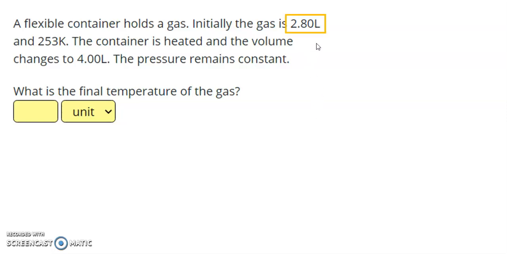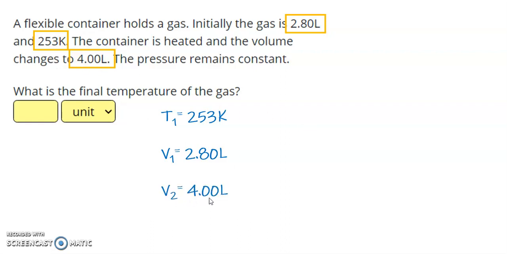Let's find our givens. So let's see, we have 253 K and 2.8 liters. Those are both initial conditions. So that's T1 and V1. Kelvin is temperature, liters is volume. There's a change. Now volume is 4 liters. V2 equals 4 liters. What is the final temperature? T2 is unknown.